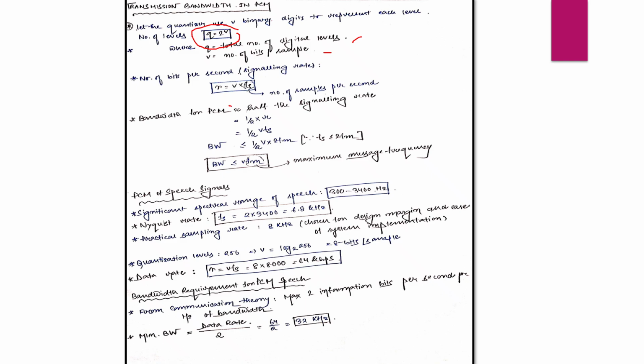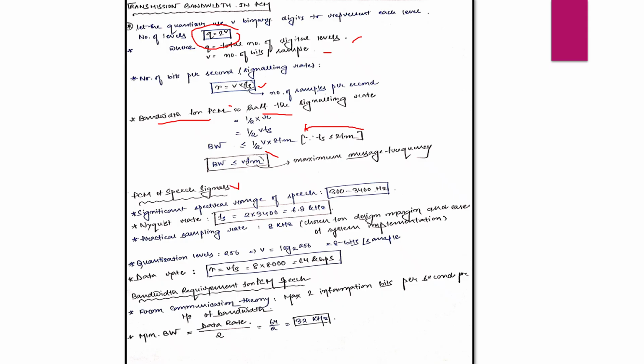And most important is the bandwidth. Bandwidth is equal to half of the signaling rate, that is half of R, which is v into fs. So half into v into fs. So bandwidth is less than or equal to half into v into 2 fm, because fs is less than or equal to 2 fm, which we get from the sampling theorem. So bandwidth is less than or equal to v into fm, where fm is the maximum message frequency.